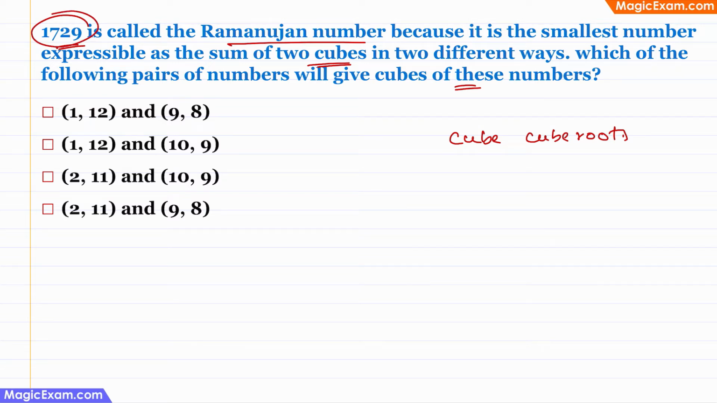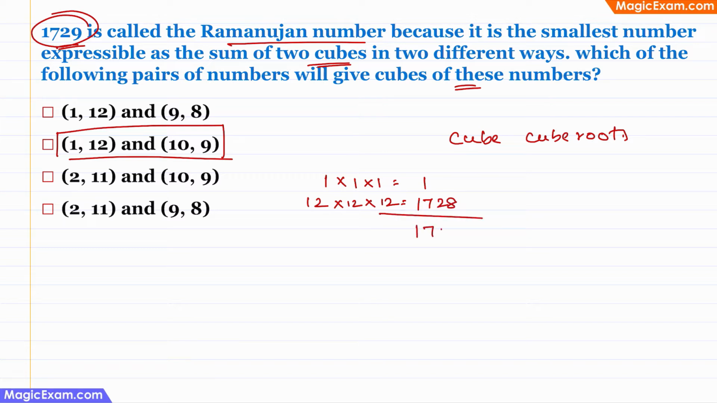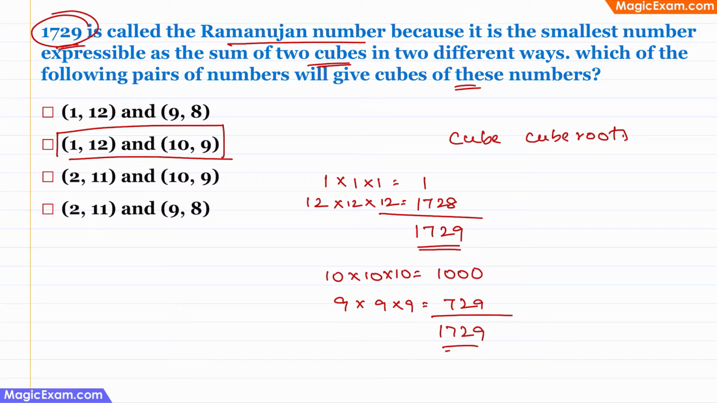So now the Ramanujan number can be expressed using the cubes of these numbers. For example, 1 into 1 into 1 is 1 and 12 into 12 into 12 is 1728. So if we add these two together, we'll get 1729. Similarly, if we do 10 into 10 into 10, we get 1000 and 9 into 9 into 9 is 729. So we'll get 1729. Therefore, the correct answer is option 2.